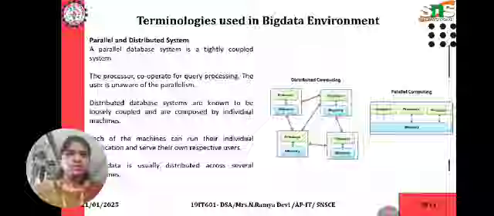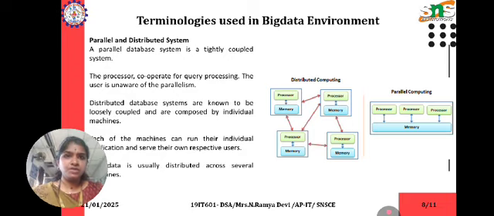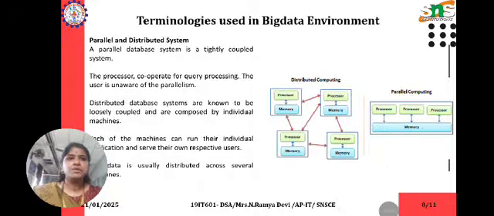So this is distributed computing, and this is parallel computing. In distributed computing we have processor and memory which are distributed geographically, but connected with each other with an internetwork so that they are able to process the data. But in parallel computing, one memory is shared for all the processors, and all the processors are connected to the same memory.